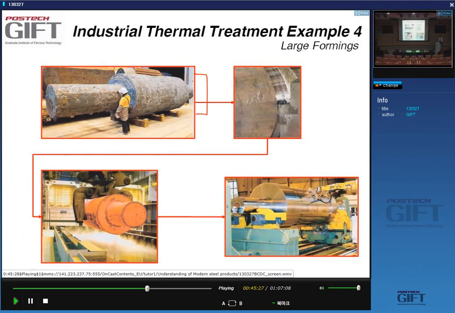This rough shape of the material is heat treated after the forging. This intermediate shape is then heat treated. For instance, here, first you remove the scale. And here you see the shaft is being quenched. It has been reheated to austenite and is going to be quenched in this quench bath.